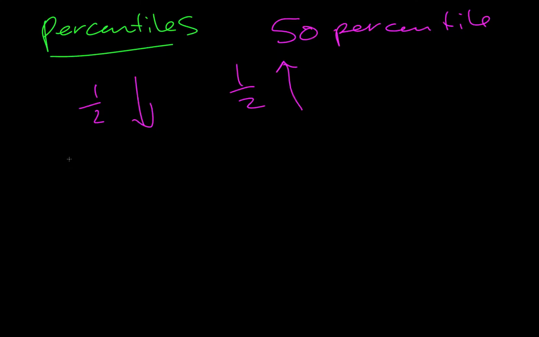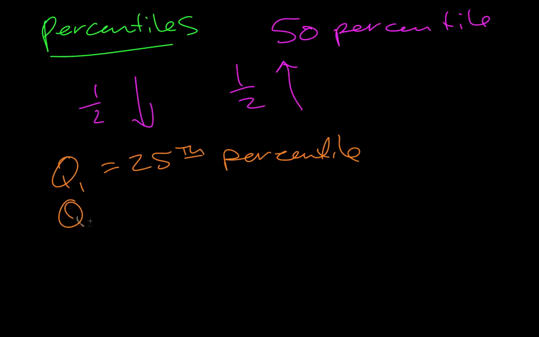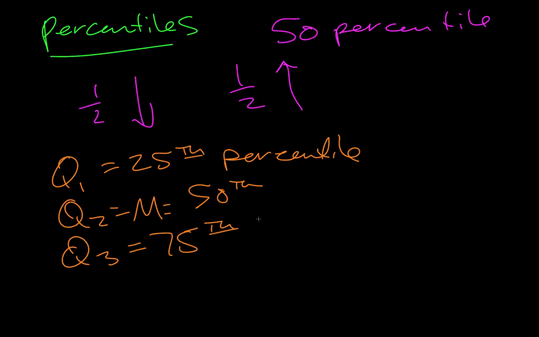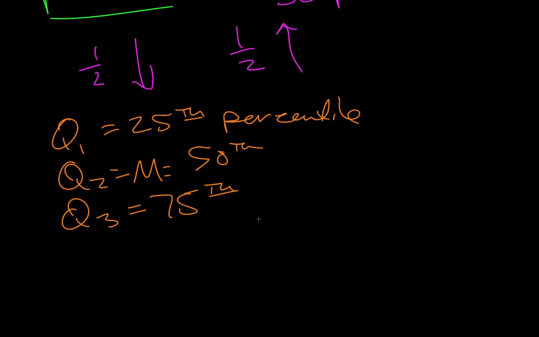And so if we're looking at quartiles, Q1 is the same thing as the 25th percentile. Q2, which is the median, is the 50th percentile. And then Q3 is the 75th percentile. Okay? Now there's just one example. It's kind of big though, and so we'll just start there.